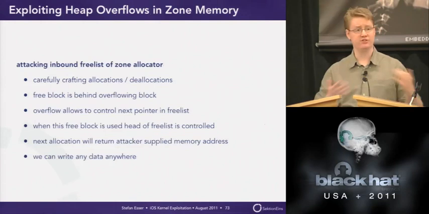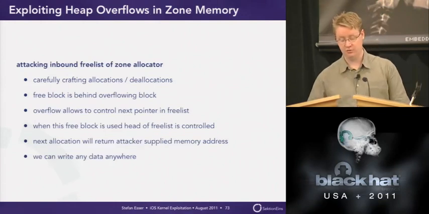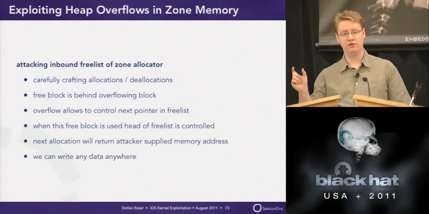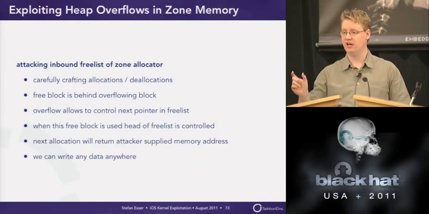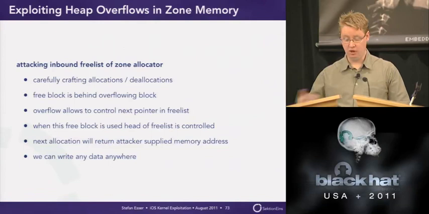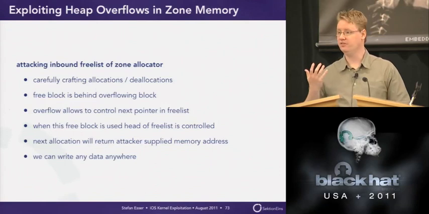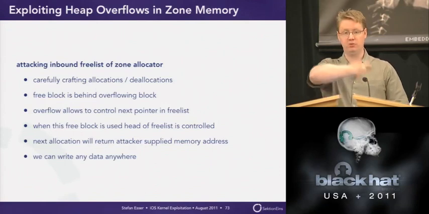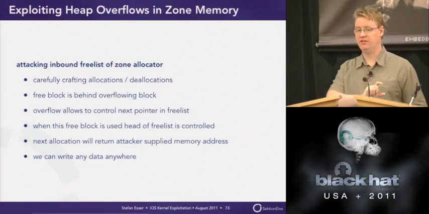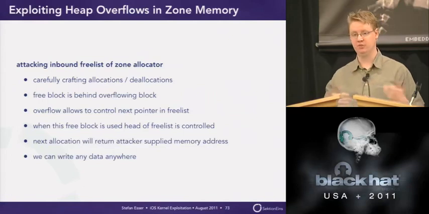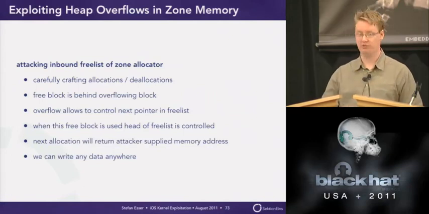So what we do here is we allocate and deallocate again and control the heap so that we have a free block behind our overflowing block. And when we overflow the block, we control the first 4 bytes of the free block, which means we overwrite the next element in the free list. Now when this free block is allocated, the pointer from there is taken and put on the top of the free list. So afterwards, the next element that is allocated will actually be the pointer we gave it. And when this is returned and filled with application data, we can write nearly everything everywhere.